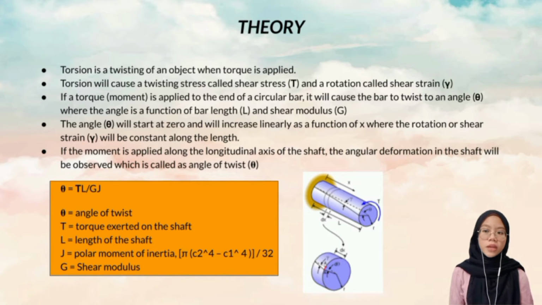If we apply a moment along a longitudinal axis of a shaft, the angular deformation in the shaft will be observed, which we call the angle of twist theta. In order for us to calculate this angle of twist, we can use the formula theta equals torque times length divided by G times J, where J is the polar moment of inertia, using the formula pi times C2 to the power of 4 minus C1 to the power of 4, divided by 2, and C is the cross-section radius.